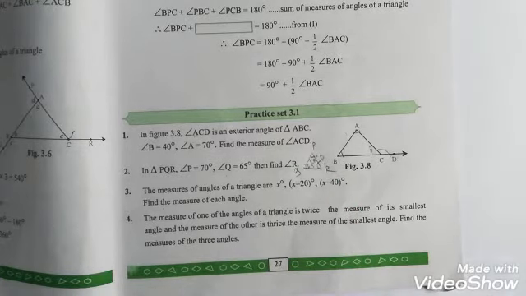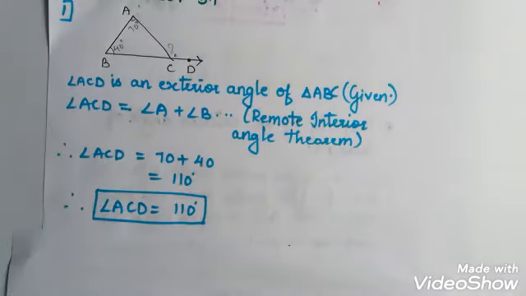Now in a triangle, when the measures of two angles are given and we have to find the measure of the third angle, we use the property that the sum of the measures of all the angles of a triangle is 180 degrees. That is the property which we use. So now let us see.